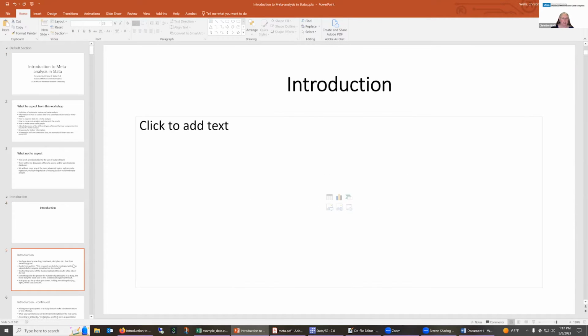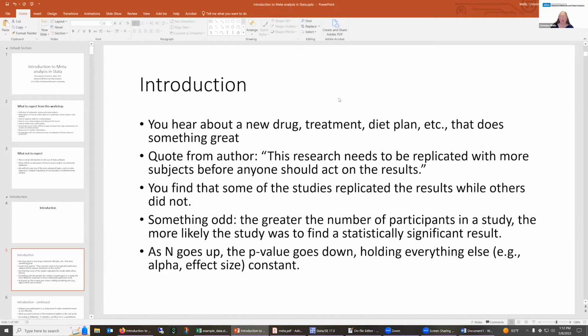Here's the introduction. Okay, so let's imagine this scenario. You're listening to, I don't know, the radio, TV, YouTube, whatever it is you listen to get news and information. And you hear about a new drug, a new treatment, diet plan, whatever it is, and it sounds great. And there's this quote from the author that this research needs to be replicated with more subjects before anyone should act on these results.